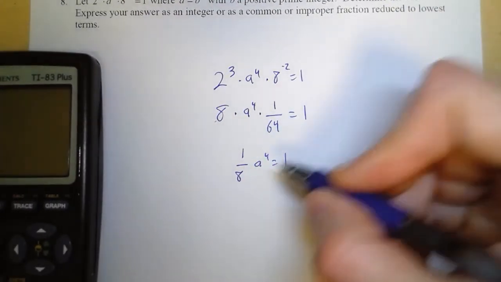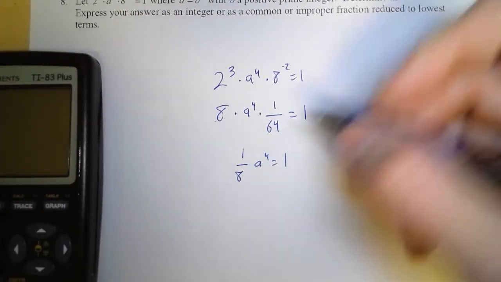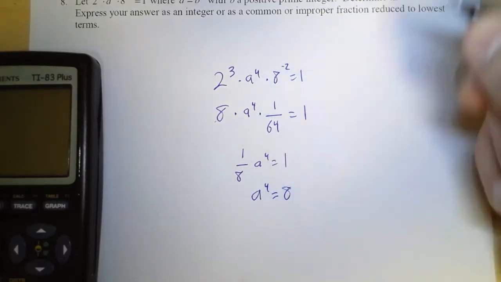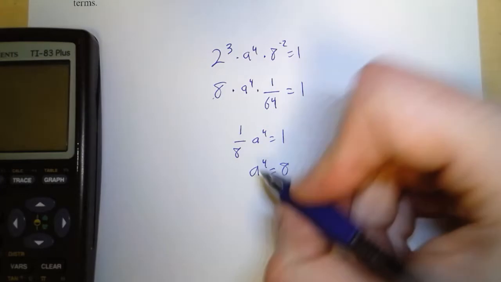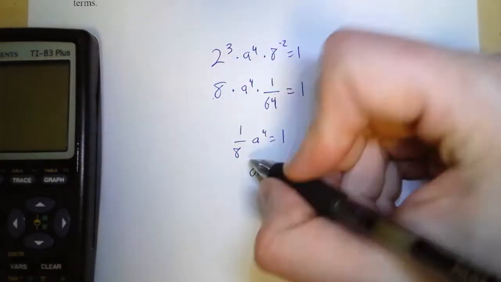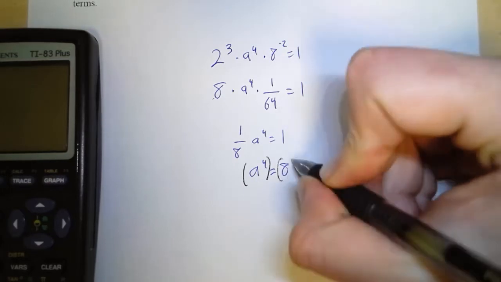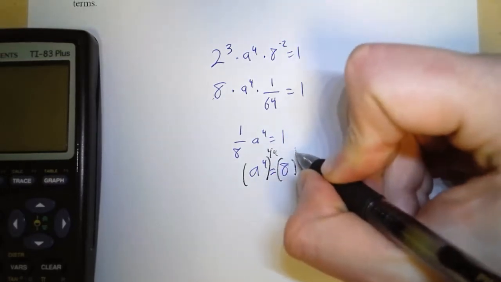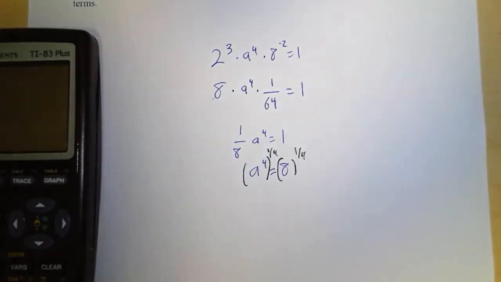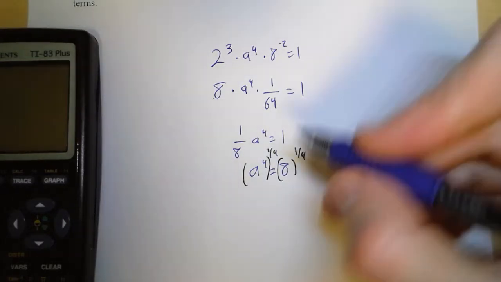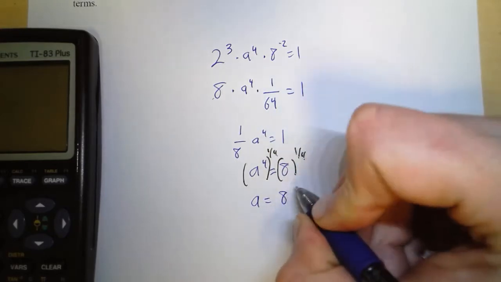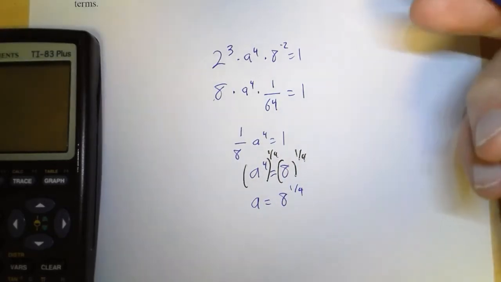So to get a by itself, we can multiply both sides by 8. So a to the 4th equals 8. So if I want to get a by itself, I need to get rid of that 4 exponent. So I raise both sides to the 1/4. Because what's going to happen is these two exponents are going to cancel out. Because when you have two exponents, they multiply. So you have a equals 8 to the 1/4.